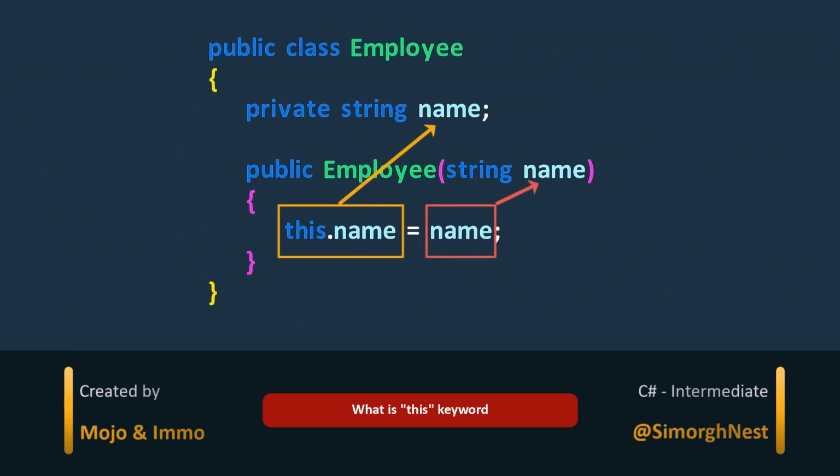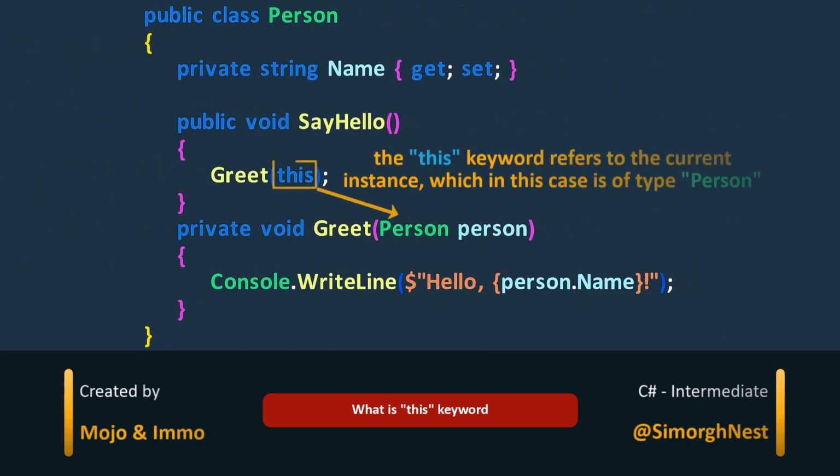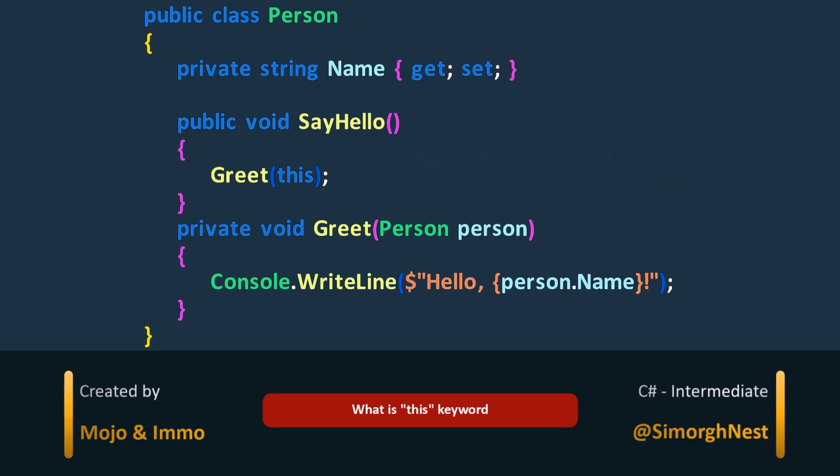First, it's used to specify which members should be accessed when there are similar names. Second, it can be used to pass an object as a parameter to methods. Third, it's used to declare indexers. In this lecture, we'll discuss the this keyword in classes, and in the following, we'll talk about its common uses.